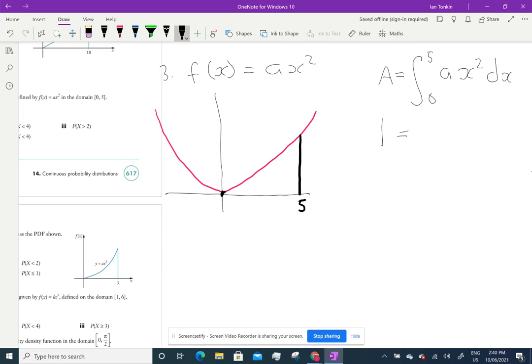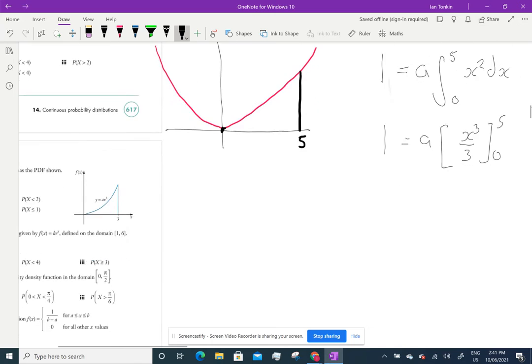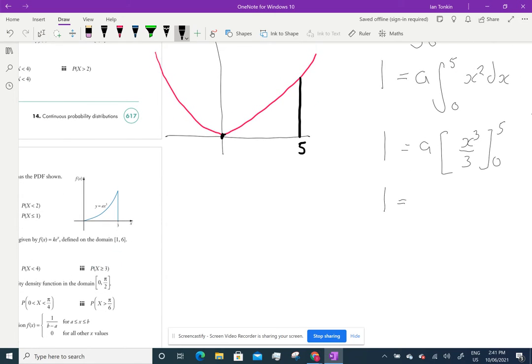Now I'm going to use my bit of linearity, or my law of linearity. That's just a number, so I'm immediately taking that out the front. So I've got a outside of the integral from 0 to 5 of x squared dx. So 1 equals a. Now I'm going to integrate x squared. Well, that's x cubed on 3 between 5 and 0. And that means I have 1 equals a.